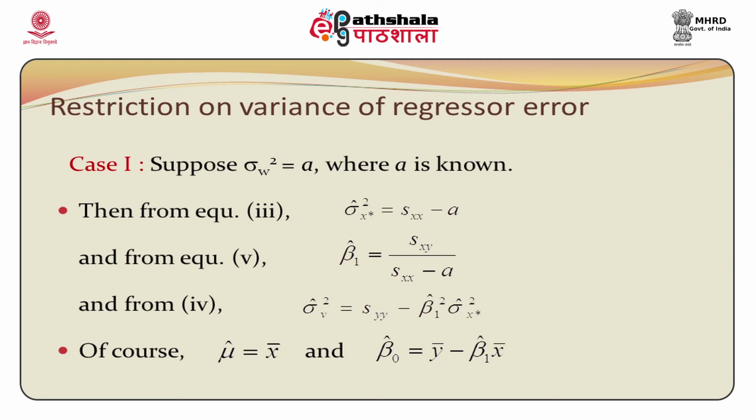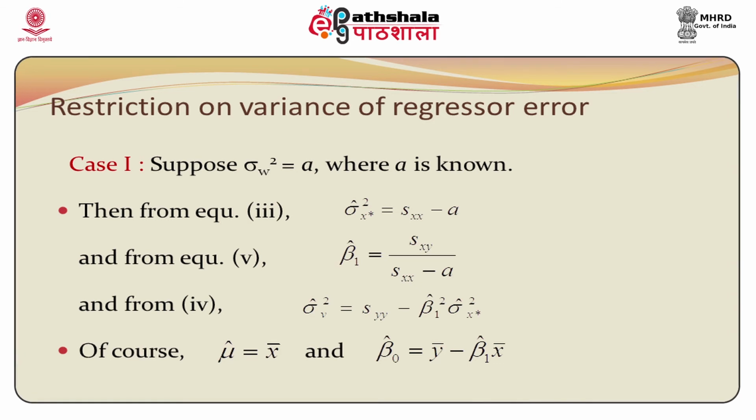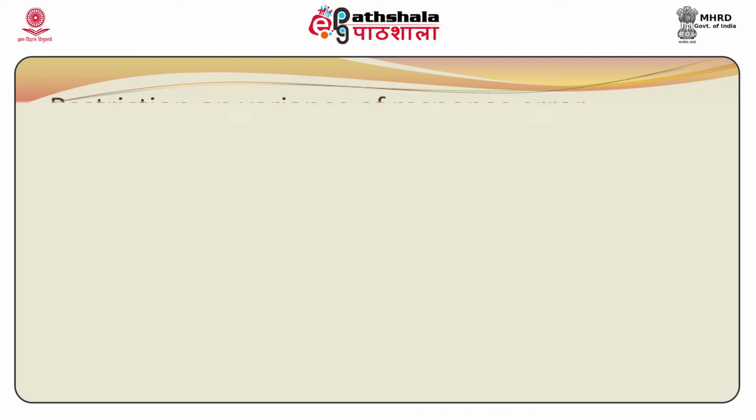In fact, from 4 we get sigma b square is equal to syy minus beta 1 hat square sigma x star hat square. And of course, we do not need to look for mu separately, because the first equation gives us mu hat is x bar always, it is already defined. And if you look at the second equation, knowing beta 1 hat, beta naught hat would be y bar minus beta 1 hat x bar, because mu is x bar. So, if we take the condition that sigma w square is equal to a, we can estimate all the other parameters. Let us look at the second case.